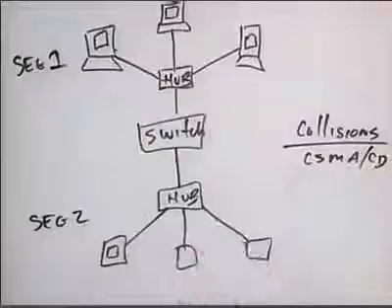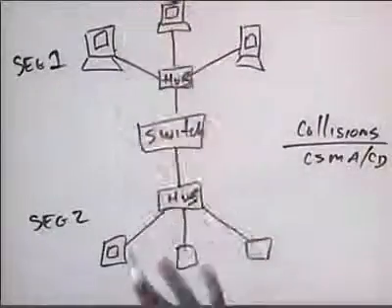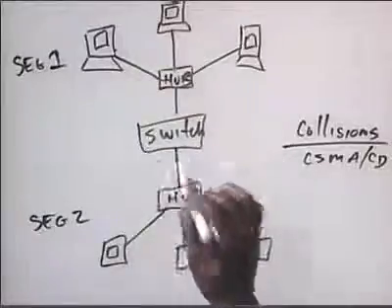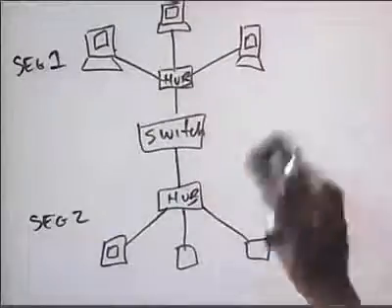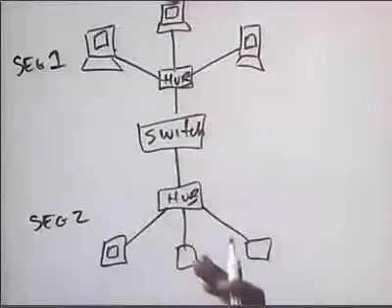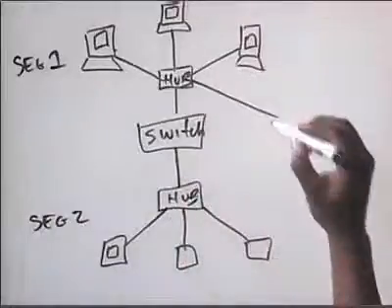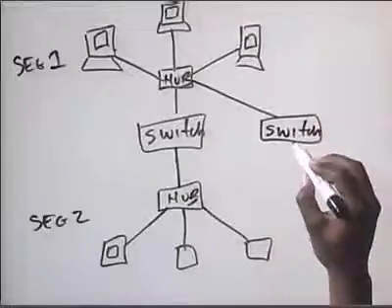The problem now, though, is that in order for the communication to take place between segment 1 and segment 2, they have to go through a common device, this switch right here. And this switch right now, this is a poor network design because this is what we refer to as a single point of failure. So what do we do? We put in another switch. Put this second switch in here.